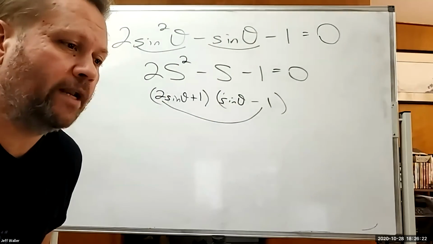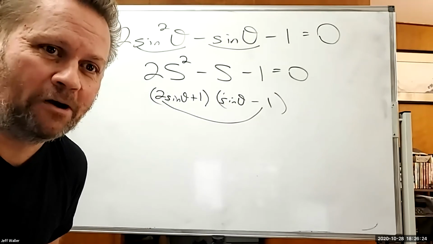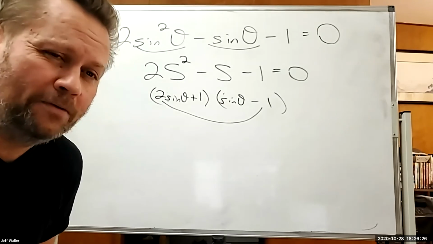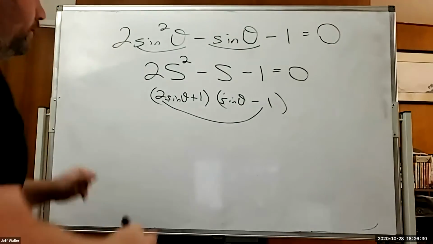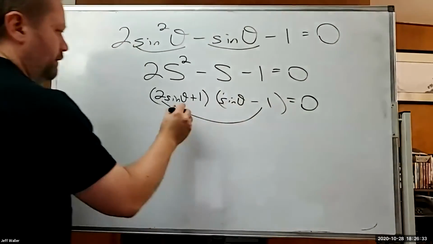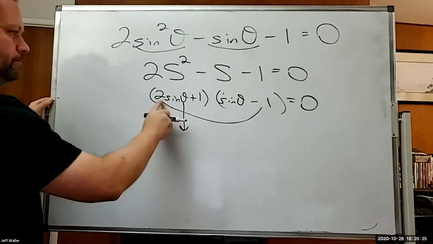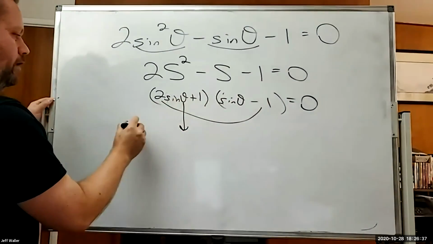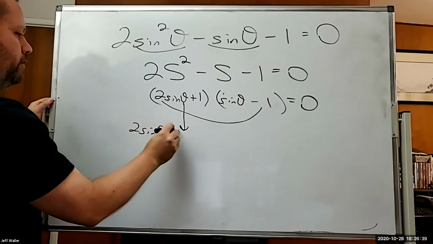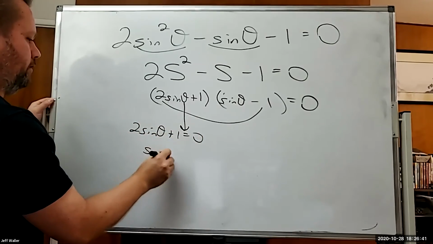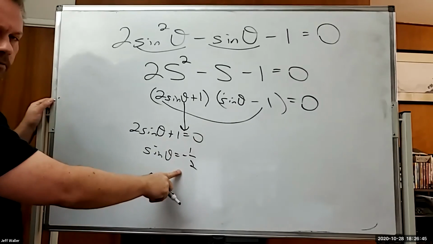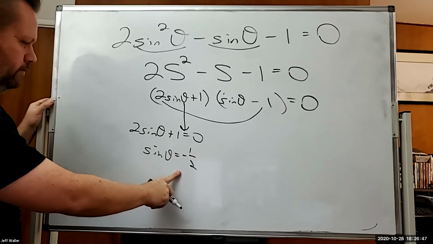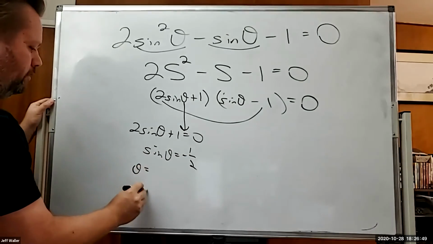Could you use the quadratic formula with trig stuff? Yes. I don't think we're going to, but you could, actually. Totally. Equals 0. So what does this lead to then? We get 2 sine theta plus 1 equals 0. So I get sine theta equals negative 1 divided by 2. Isn't that the one we just did? Yeah, so we get those 2 answers that we got.